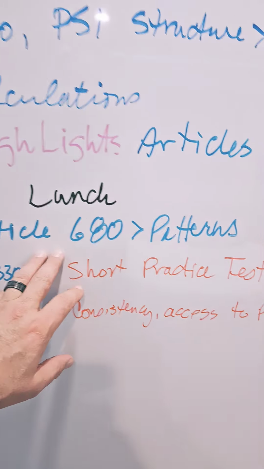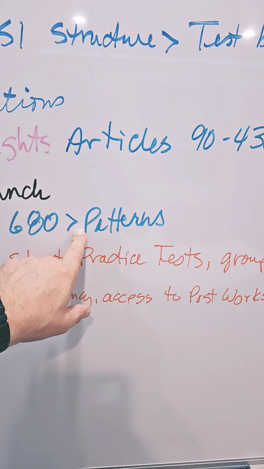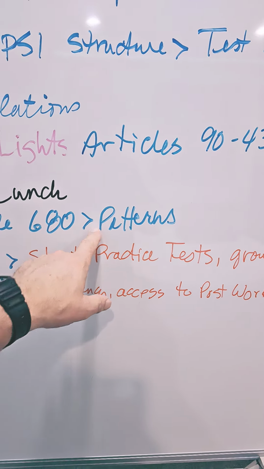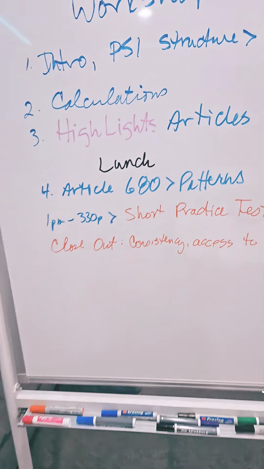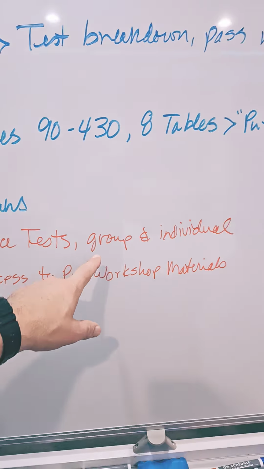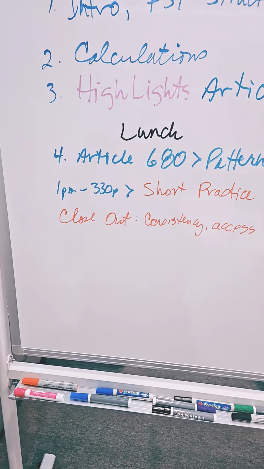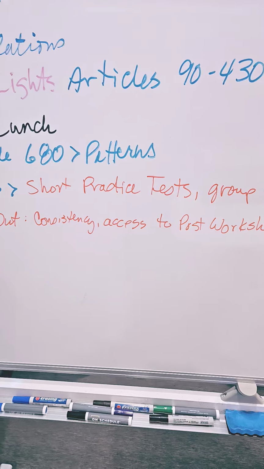Then you hit Article 680, and it's not super deep, but we're looking for patterns. If you're in 680, you'll see that for spacing and locations of GFCIs, equipment, and bonding. The bulk of the rest of the day is short practice tests, both as a group and individually. And then for the closeout, we talk about consistency again.